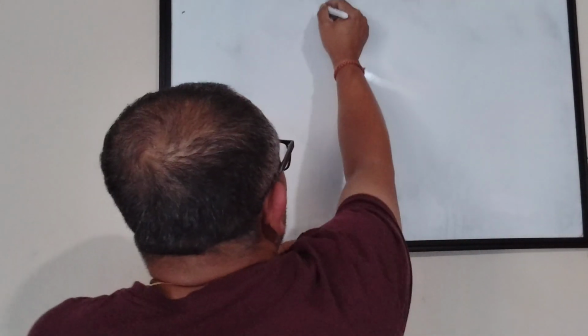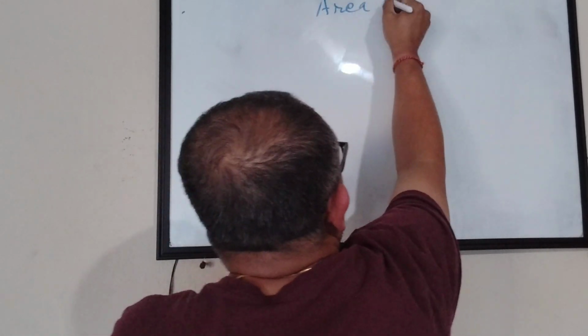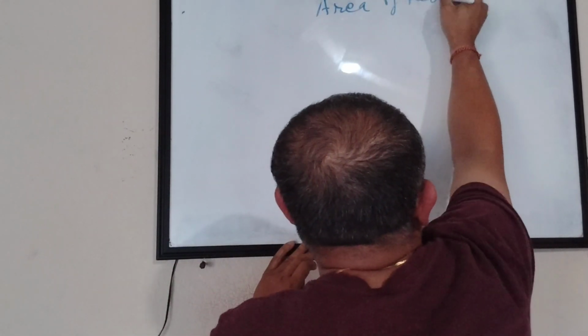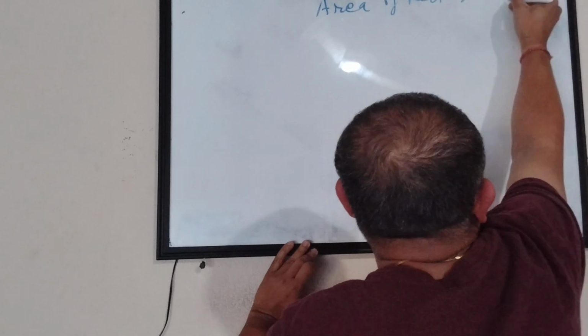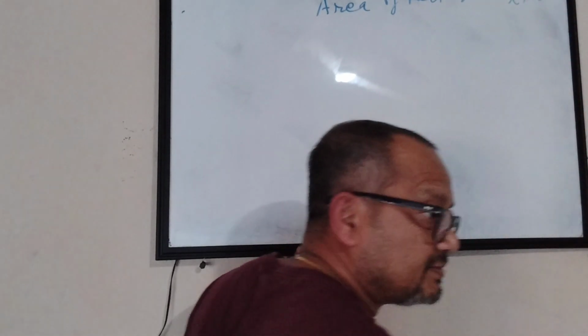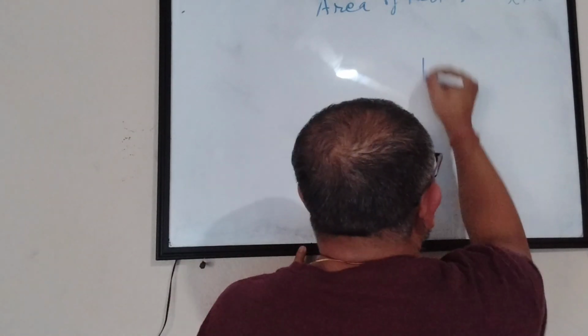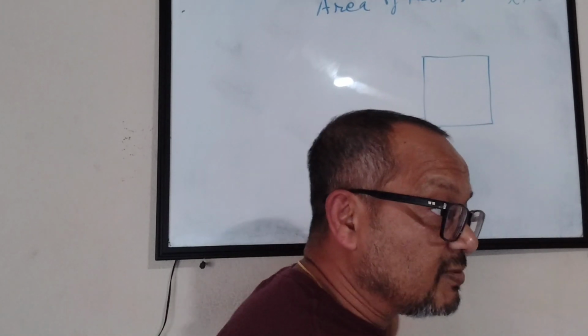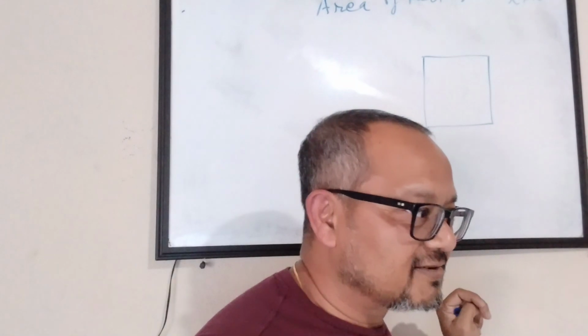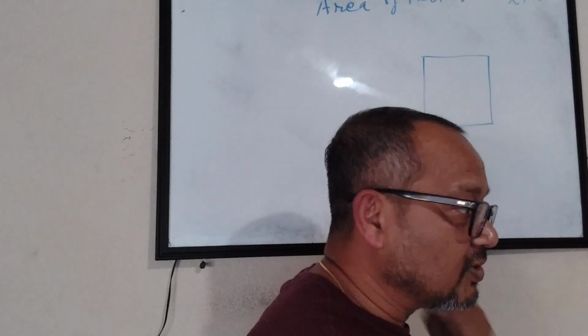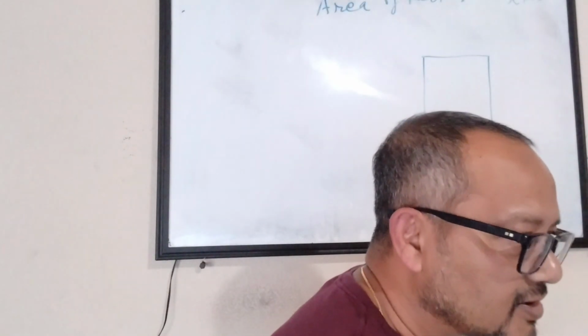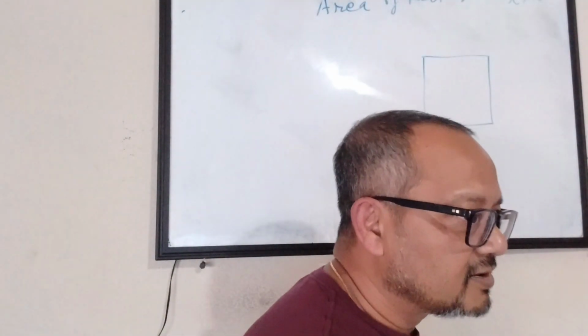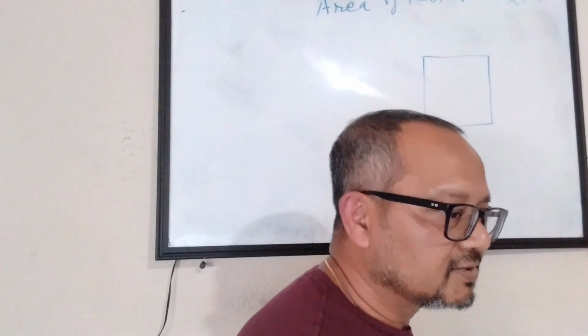So today we have seen that the area of a rectangle equals length times width. Now if I have a square, what is the formula for the area of a square? It wouldn't be like 4 times 4 or something like that, because a square always has the same size.